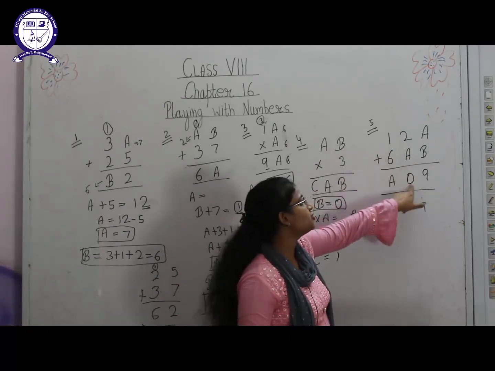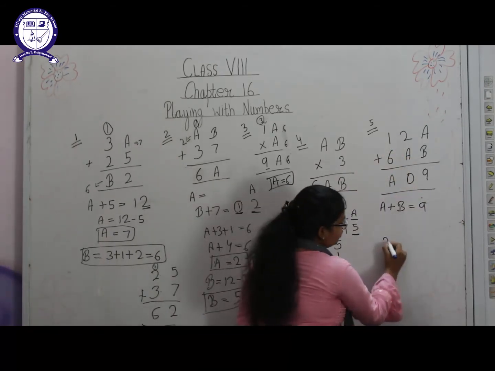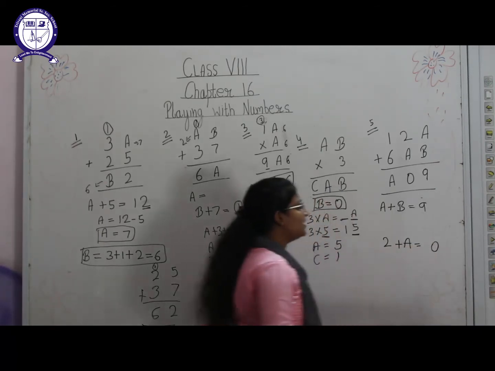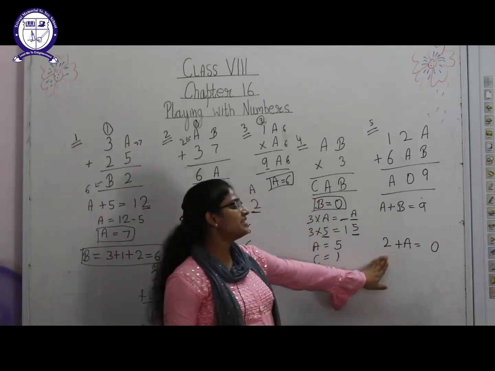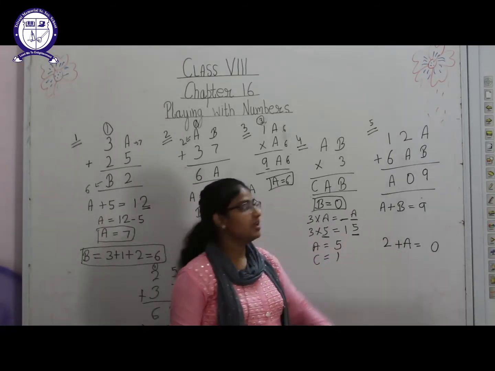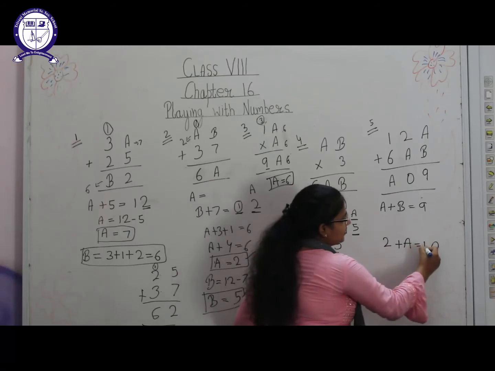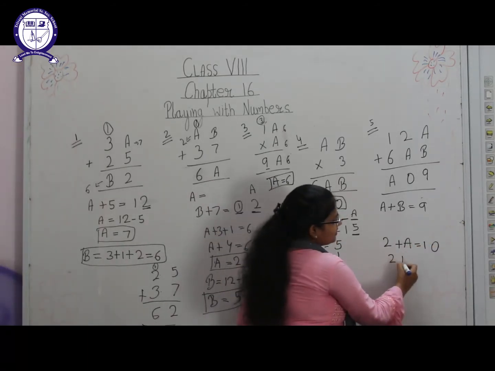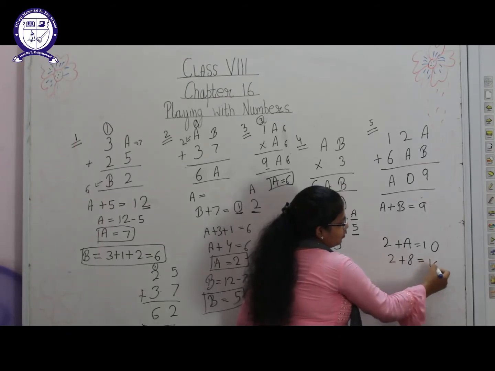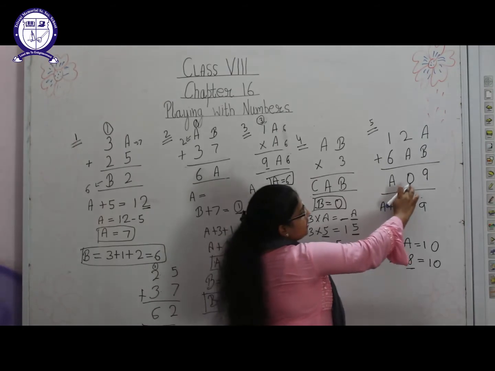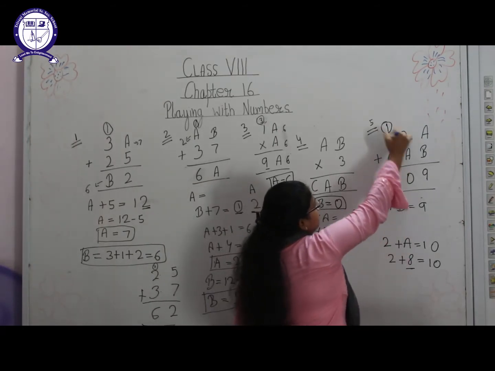Here 2 plus A should be 0. Is it possible that if we add 2 to something we get 0? No, it is not possible. So here it must be 10, right? So 2 plus 8 can be 10. So the value of A is 8 here. Here it is 0, so 1 will be the carry.